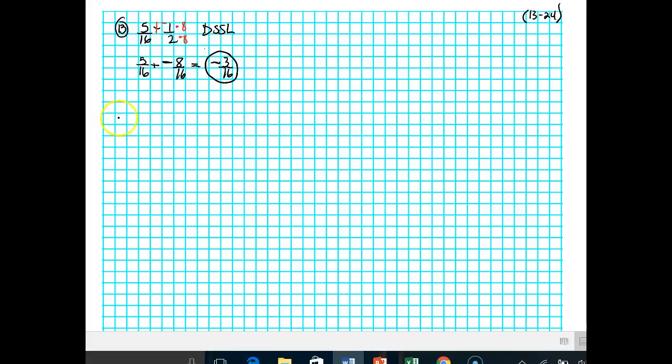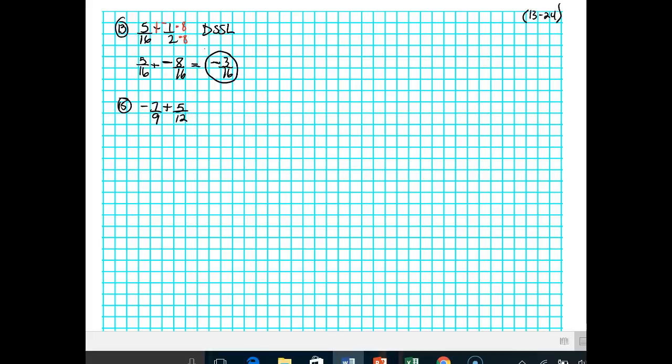Number 15. Oops, skip too many spaces there. 1, 2, and down here. We've got negative 7/9 plus 5/12. So what's the common denominator between 9 and 12?